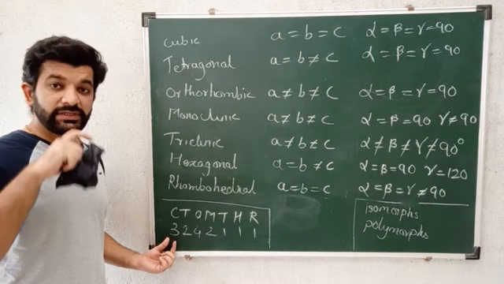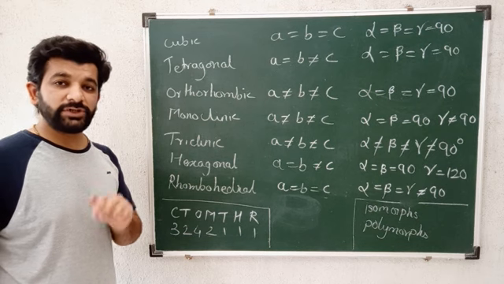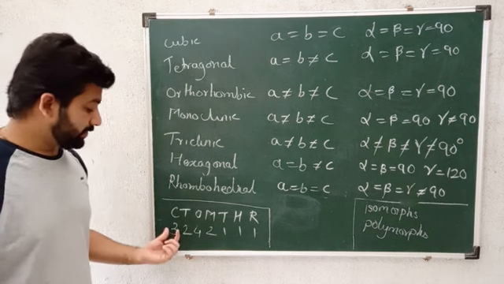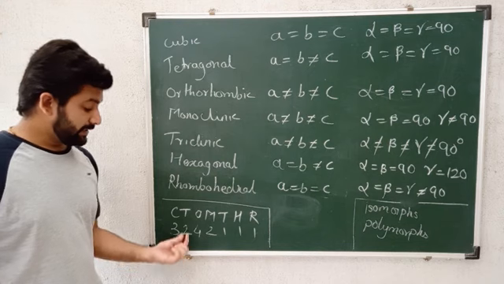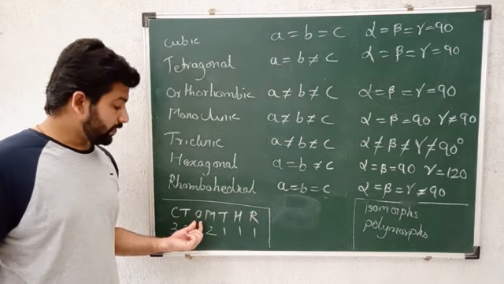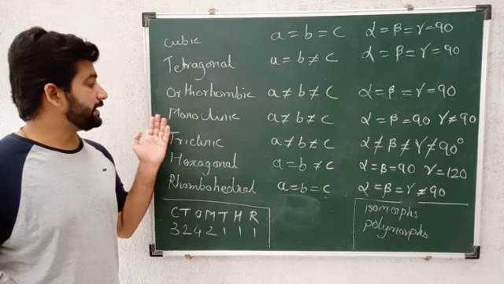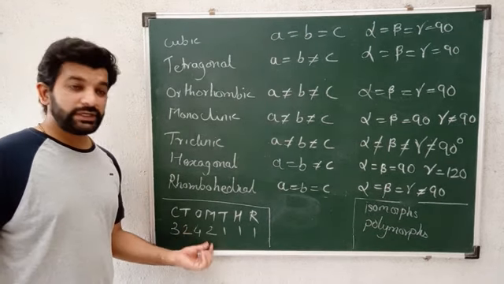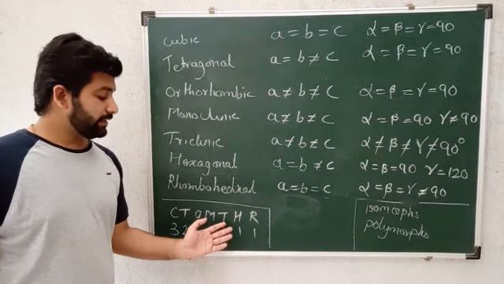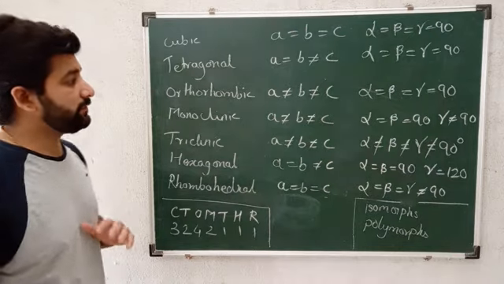For example, cubic has 3 types, which are simple cubic, second is body centered and third is face centered. So this cubic has 3 types. Similarly, tetragonal has 2 types, orthorhombic has 4 types like simple, body centered, face centered and end centered. Monoclinic has 2 types and the remaining triclinic, hexagonal and rhombohedral have one type of their own.